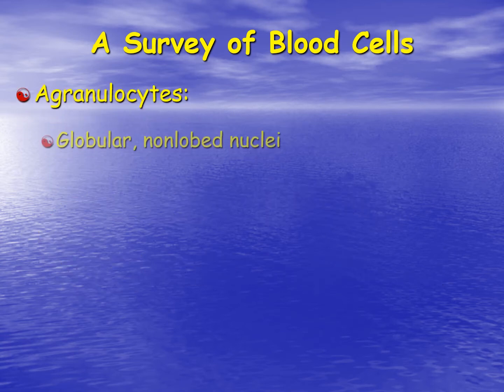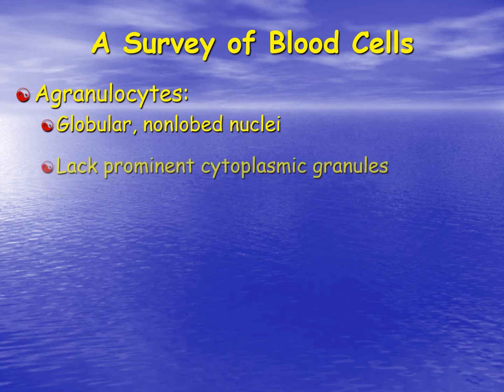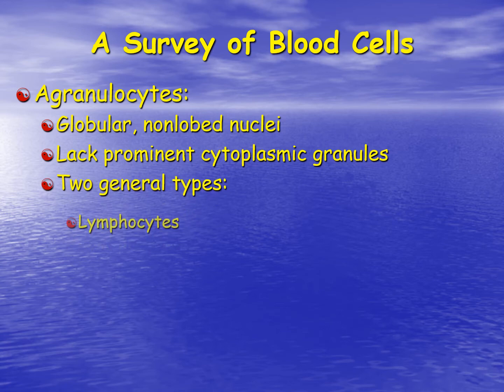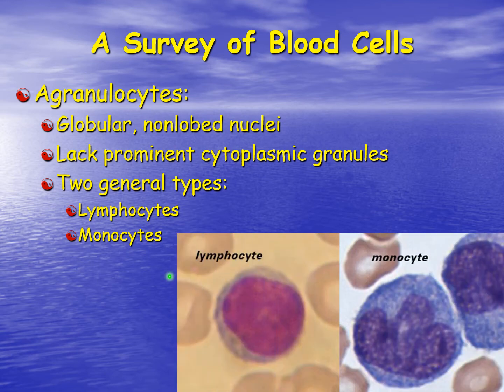The agranulocytes consist of two non-lobulated nuclei containing cells that lack the predominant cytoplasmic granules. And we have two types, the lymphocytes, which have a very large dark staining round nucleus, and the monocytes, which are the largest in size of the circulating white blood cells. The monocytes will actually become the tissue phagocytes.